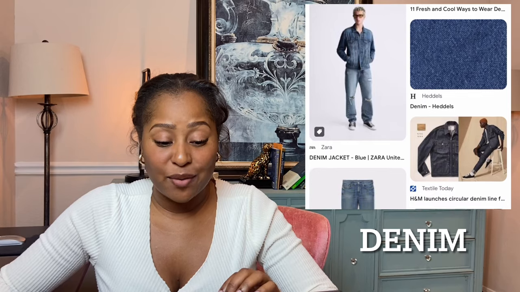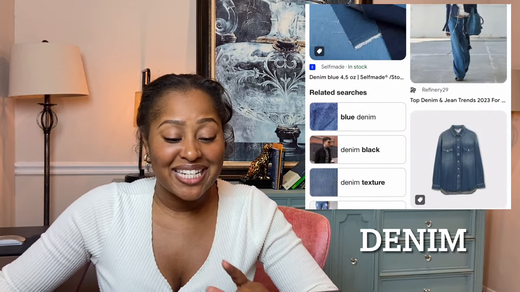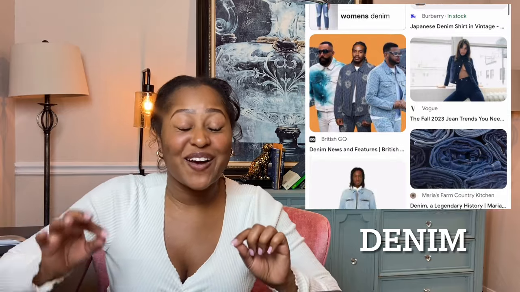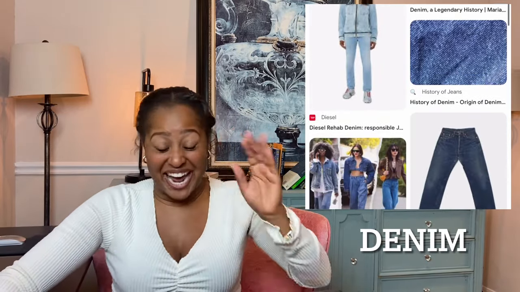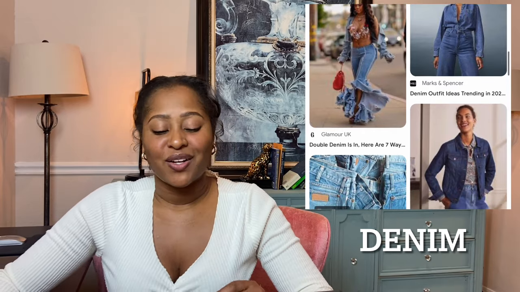Denim. I didn't even realize this. Denim is a sturdy cotton twill fabric woven with an indigo, gray, or mottled white yarn. Denim is perhaps one of the most well-known and commonly worn fabrics there is. The difference between denim and jeans is that denim is a fabric and jeans are a garment. Denim fabric is used to make a wide variety of garments, including jackets, overalls, shirts, and jeans. Jeans are a type of garment commonly made from denim cloth.